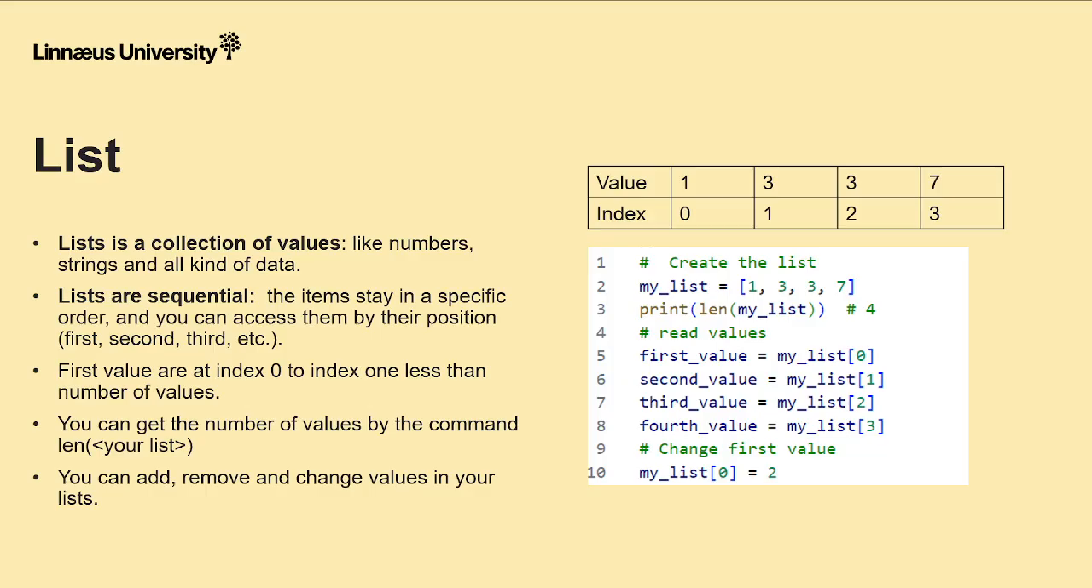So if we want to read values, for example, the first value is equal to my list, then you use the square brackets 0. That means the first value, that should be a 1. The third value is 3, so you write my list square brackets 2 and get in this case a 3. And the fourth value is 7, and it's located on index 3. You can also remove items, you can add or append items, or you can change items.